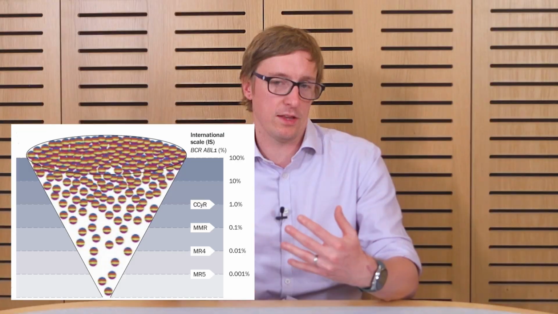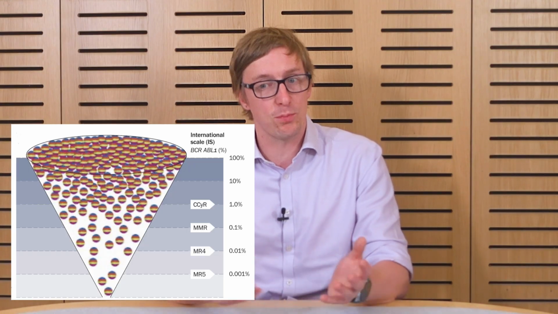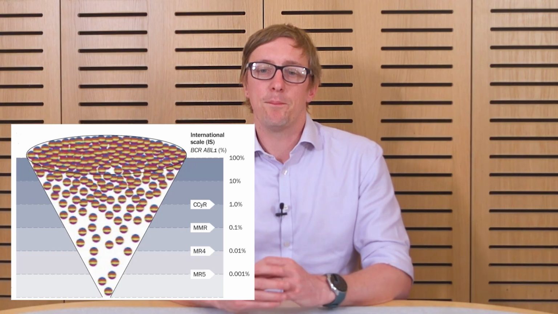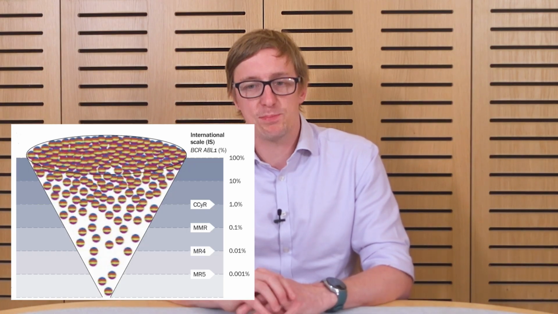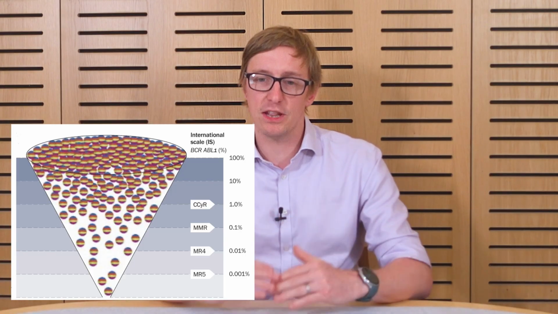So the next level down, so a tenth less than that, is then what we call MR3 or major molecular response. Now, that is often a goal of treatment, and certainly below 0.1%, or MMR, is optimal response at any stage. But that's what that means. Major molecular response is less than 0.1%. And then we can measure that even lower than that.